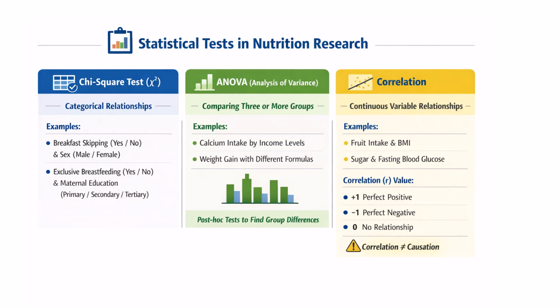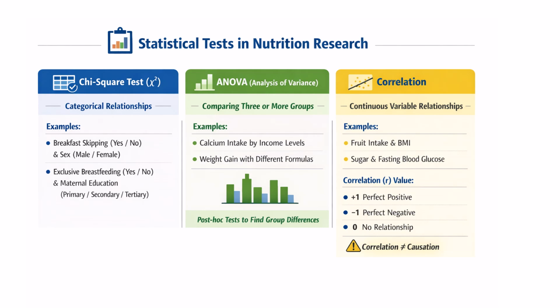For chi-square test, we are looking at relationship between categorical data. That is, you want to know if there's a relationship between skipping breakfast and the sex, the gender. The gender is male or female. The skipping of breakfast is either you skip or you don't skip, it's either a yes or no. So they are categorical data and you want to find the relationship.